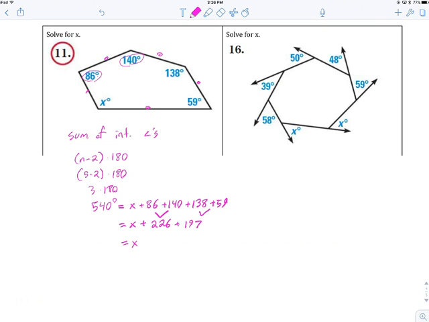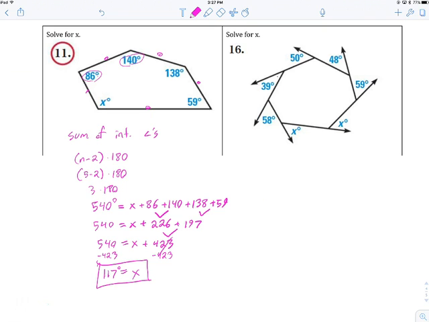Okay, so that's x plus. Now I'm going to combine these. I get 410, 423, I believe. I might be making an arithmetic mistake here. So we get minus 423, minus 423. And so x equals 117 degrees. Great, okay. Let's go to this other one.